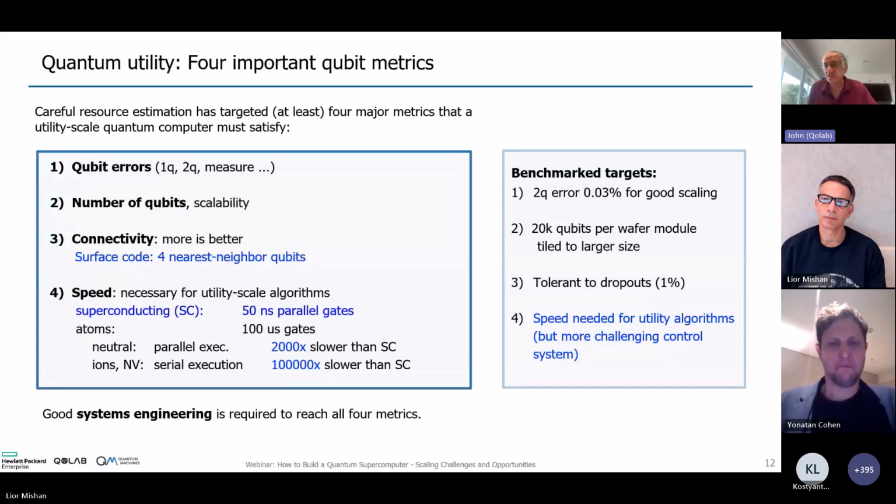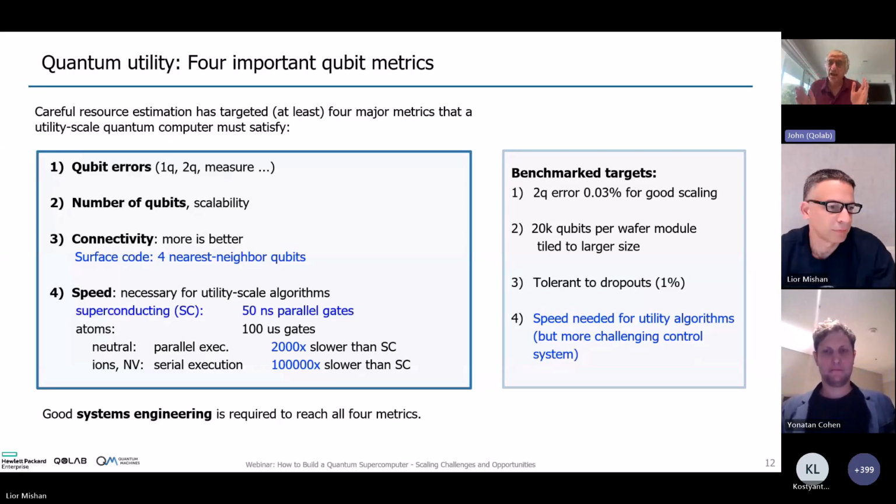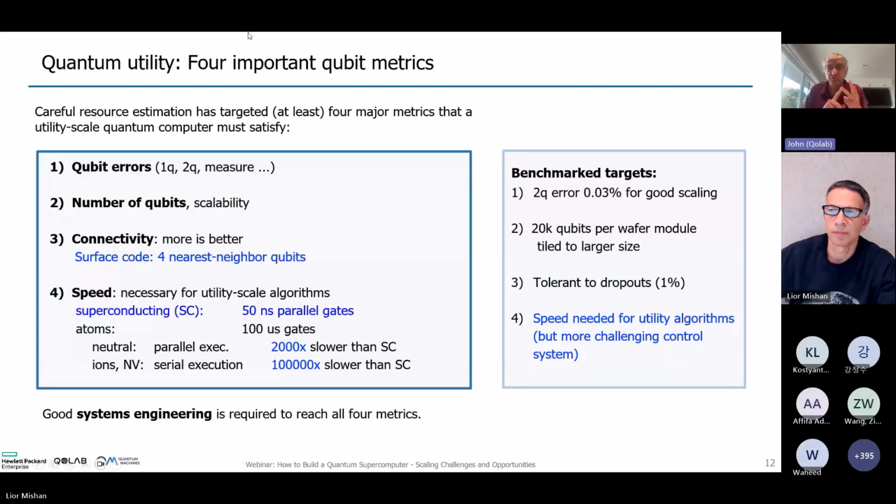That slide was talking about some particular parameters. Here I'd like to talk about the 4 most important qubit metrics that we really need to get to. Of course, for system engineering, there are hundreds of things we have to get right, but these are the big ones. It's also a good way to compare the various quantum hardware modalities. So there are qubit errors, which I think people understand, the number of qubits, which we have to make sure is scalable, the connectivity of the qubits, where more is better, and then the speed.